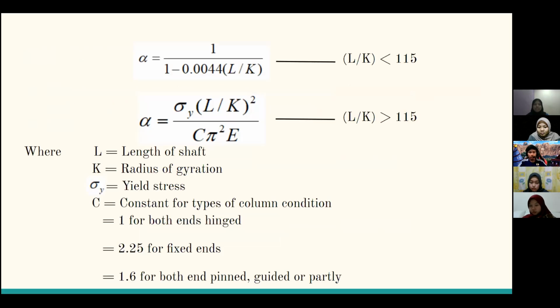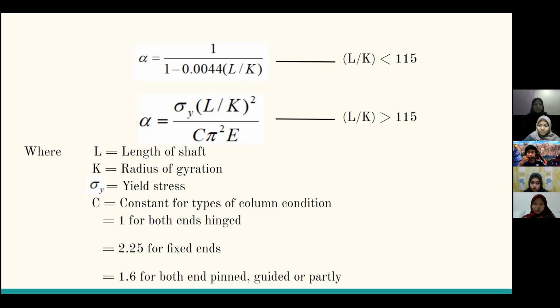Okay, so this is the column factor. It depends on the slenderness ratio, which is L over K. If the slenderness ratio is less than 115, the column factor is as given: 1 over 1 minus 0.0044 times the slenderness ratio. But if the slenderness ratio is more than 115, the column factor will be yield stress times slenderness ratio squared over constant pi squared Young modulus.